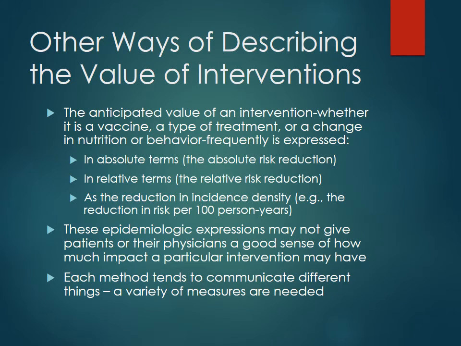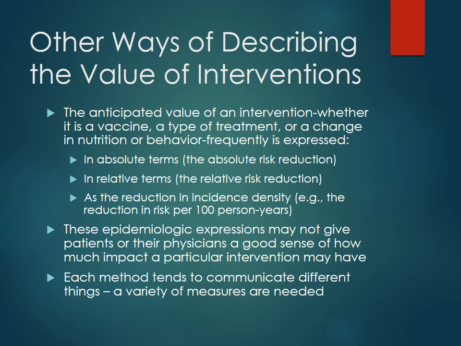So other ways to describe the values of interventions, the anticipated value of an intervention, whether it's, say, a vaccine or type of treatment or some sort of change in a behavior. You can talk about it in terms of absolute risk reduction, things like that. You can look at it in relative terms. And then you can also look at the reduction in the incidence density, or that reduction in risk per 100 person years. So you guys remember incidence density? We talked about that, like if you're measuring, say, 3 people for, say, 10 months each, and they end up having, say, 5 cases of acute otitis media, you'd have 5 cases per 30 person months, right? So remember incidence density, it's an important one.